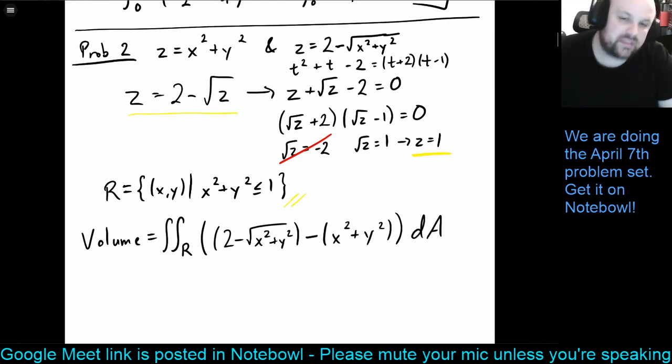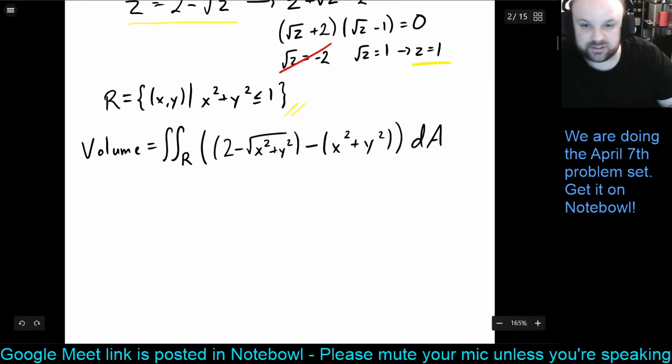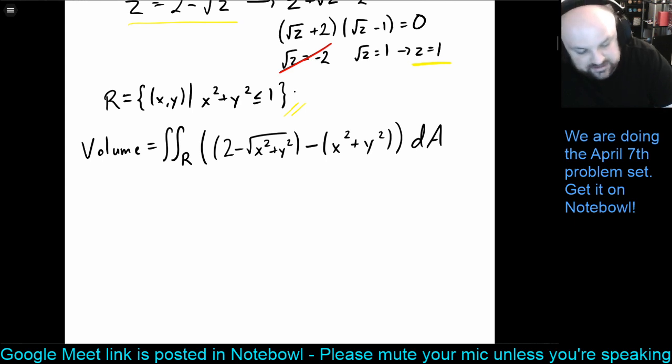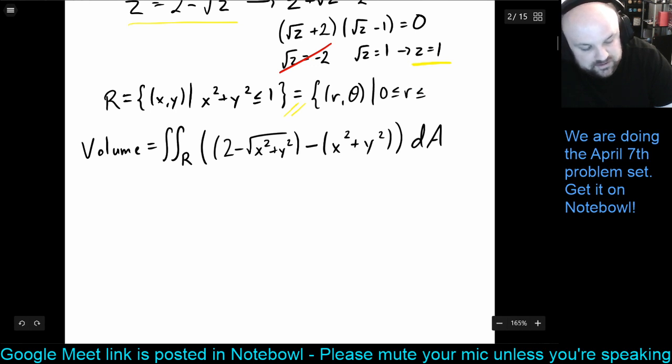Now again, this is an integral that we can probably do in Cartesian coordinates, but it's going to require things like trig substitution that might not be fun to do. But that's fine, because we can switch to polar coordinates. And again, this region is really easy to describe in polar coordinates. R goes from 0 to 1. Theta goes from 0 to 2 pi.